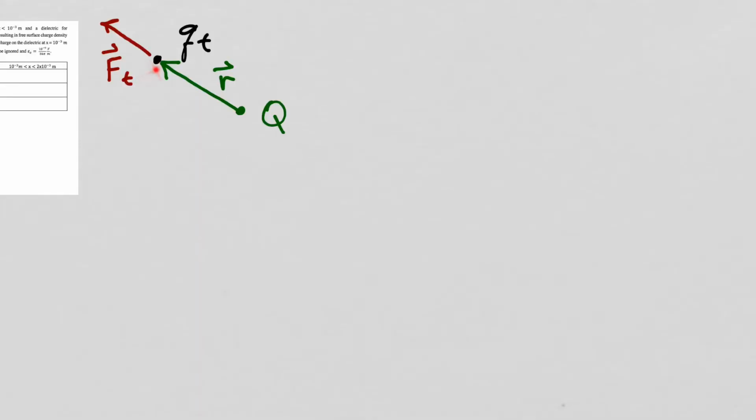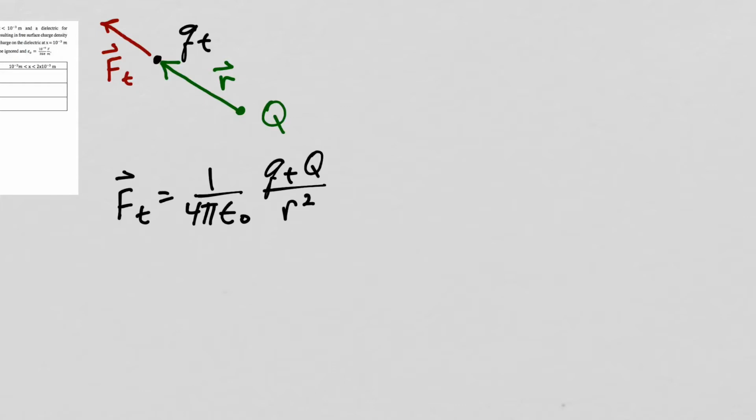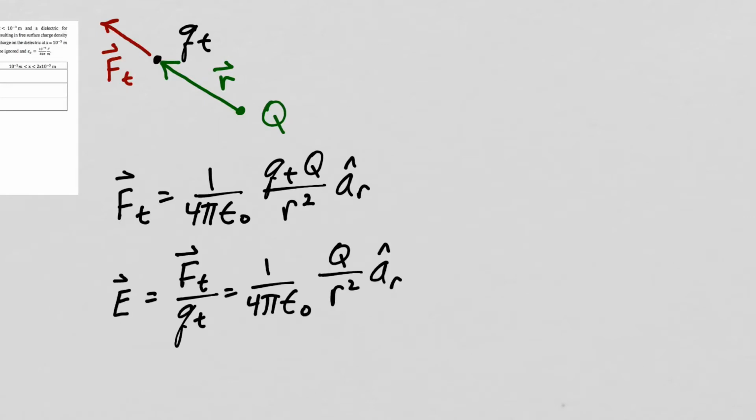If we have two charges, Q sub t and Q, we know from Coulomb's law that the force on Q sub t is our constant, 1 over 4 pi epsilon sub 0, Q sub t times Q over the magnitude of R squared, and the force is along the line between Q and Q sub t.